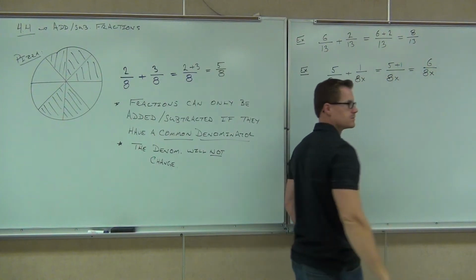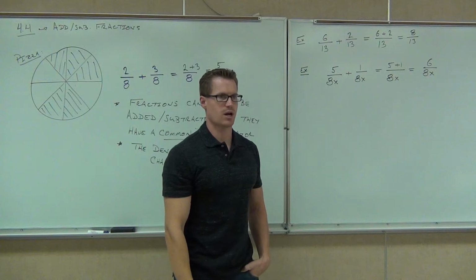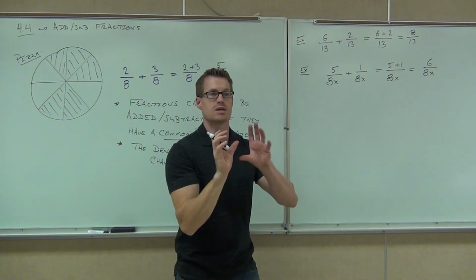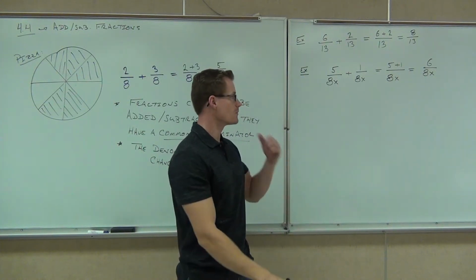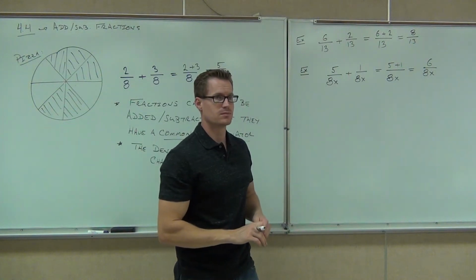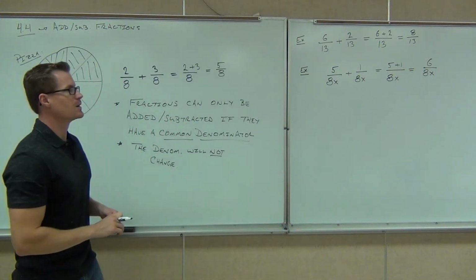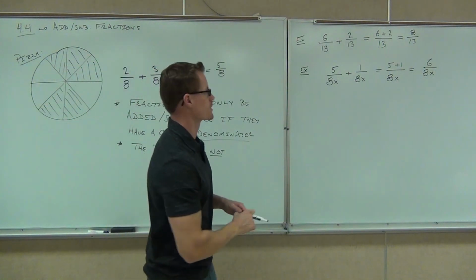What if it's 8x squared? No, it wouldn't. You do not change the denominator when adding or subtracting. So if it's 8x and 8x, you keep doing 8x. Good question. What about the 2 over 8 or 3 over 8? Like, can you simplify the 8's? We're going to get to that right now.